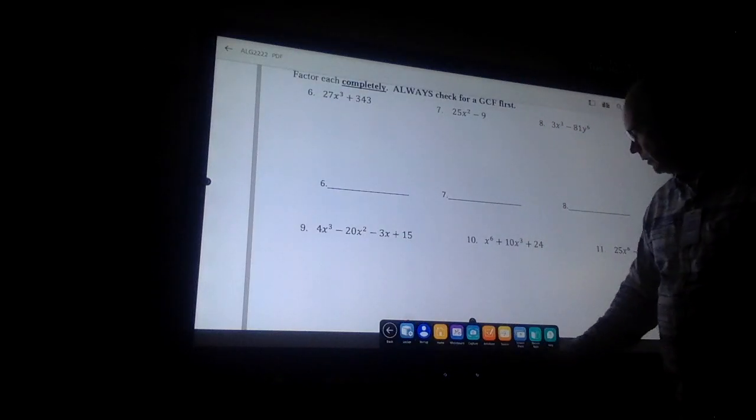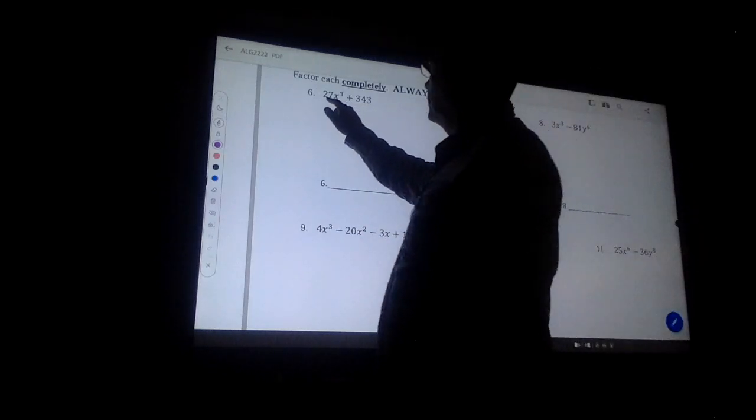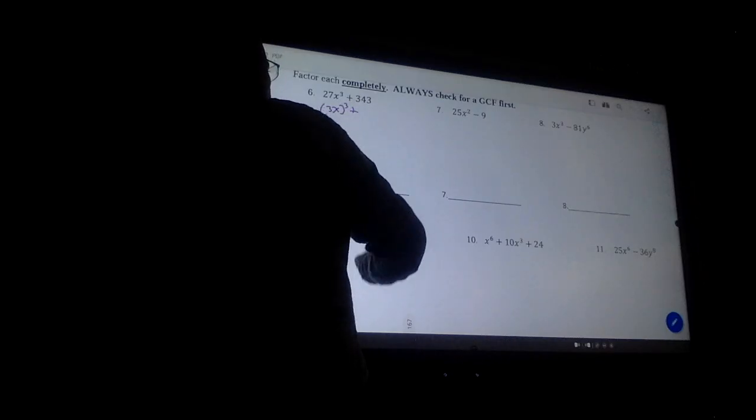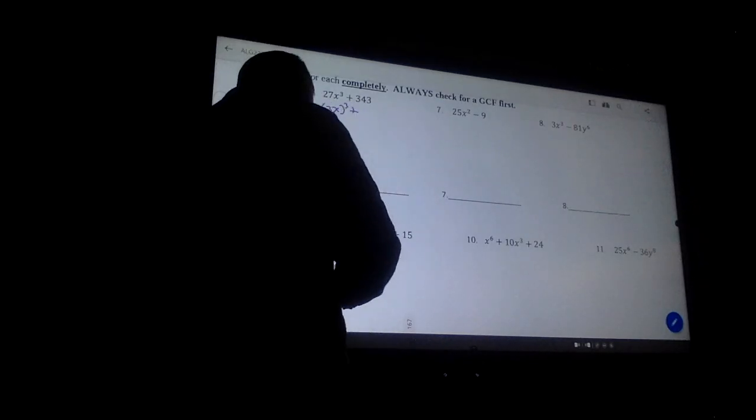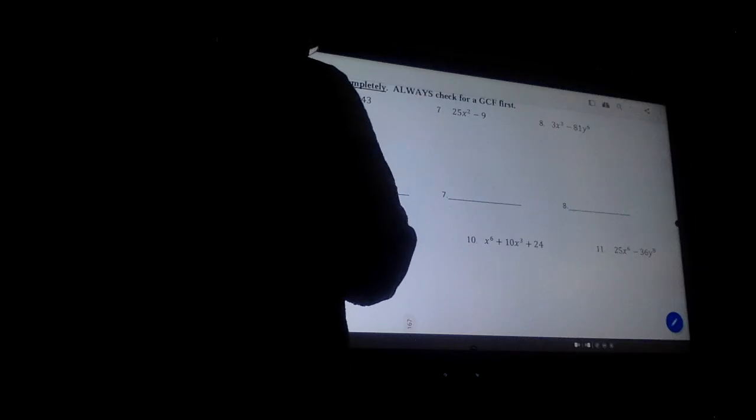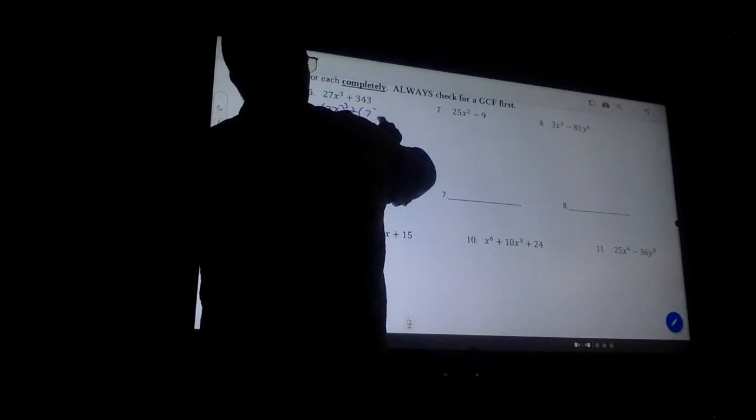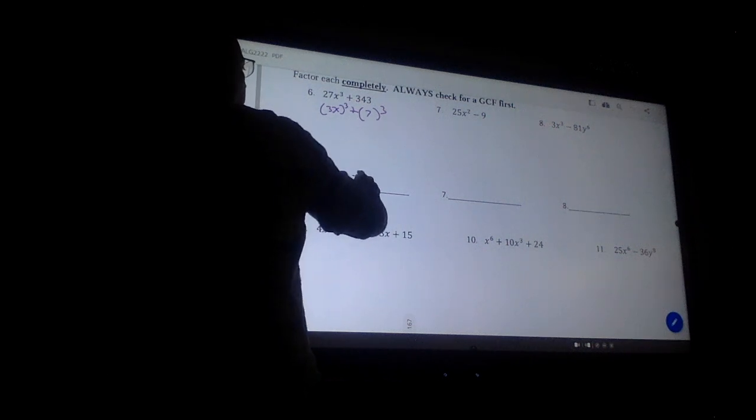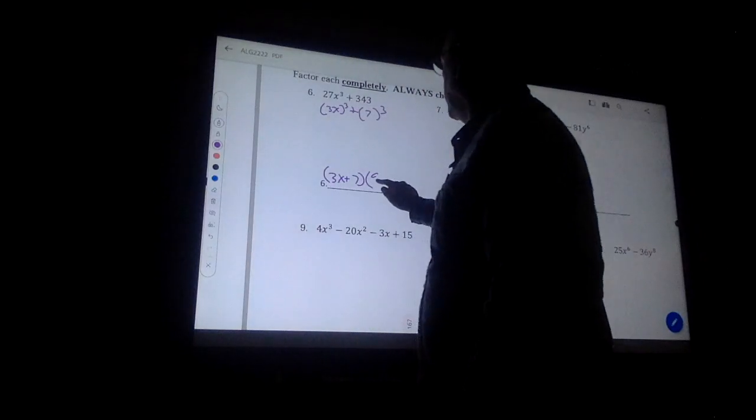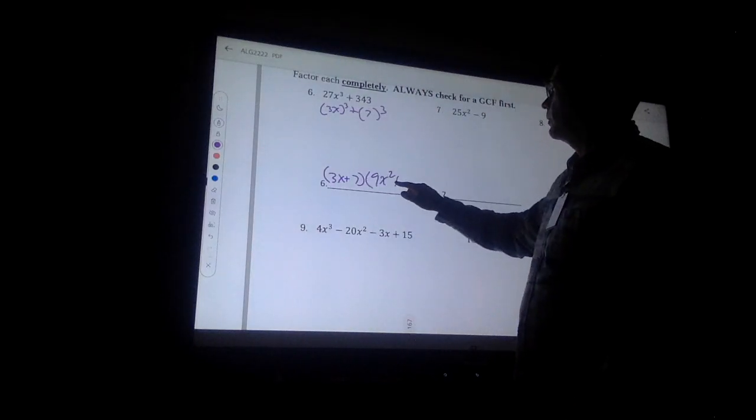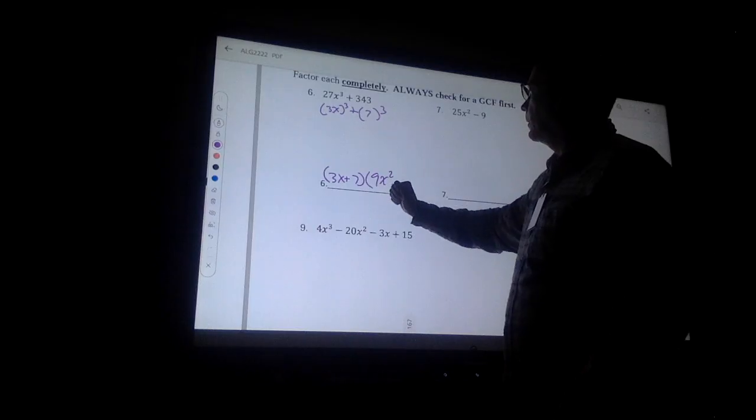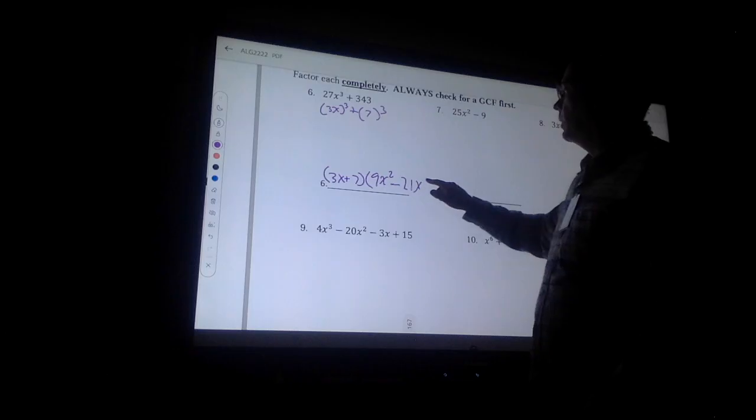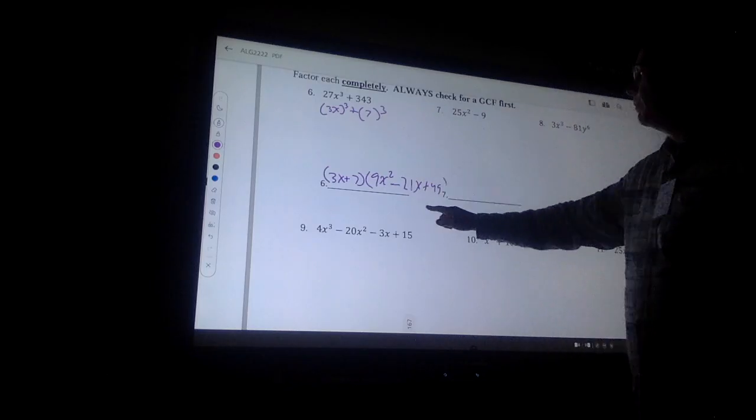Number 6 is the sum of two cubes. So I'm going to break 27x to the third down to 3x raised to the third. 343 is going to break down to 7 to the third. Alright, so we're going to go 3x plus 7, square 3x, so I'm going to get 9x squared, multiply those together, plus, that should be a minus right there, minus 21x plus 49. That's done.